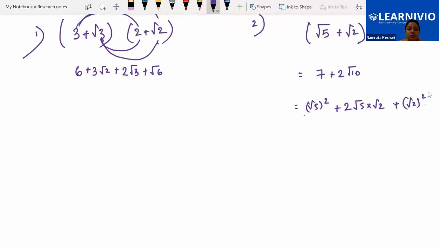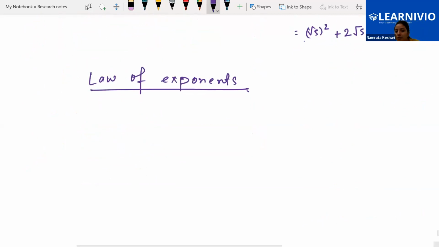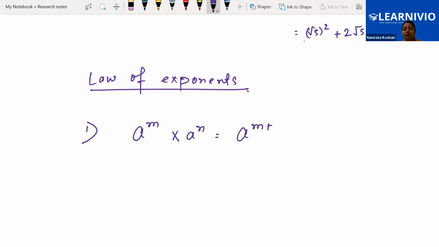Now the next concept is law of exponents. Let's understand it. We will be solving questions from law of exponents in the next class, but a few formulas and rules we are going to take today. The first rule is whenever we are having a to the power m into a to the power n, it will be a to the power m plus n.